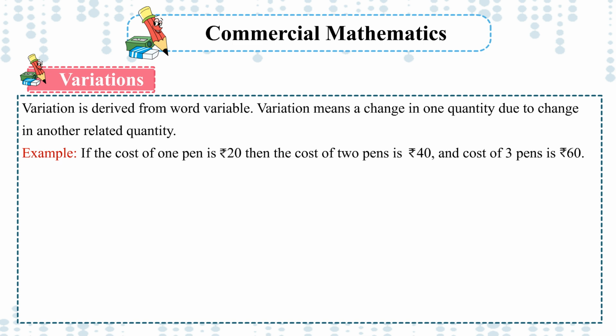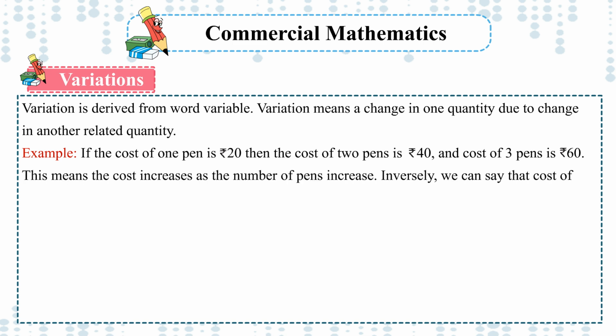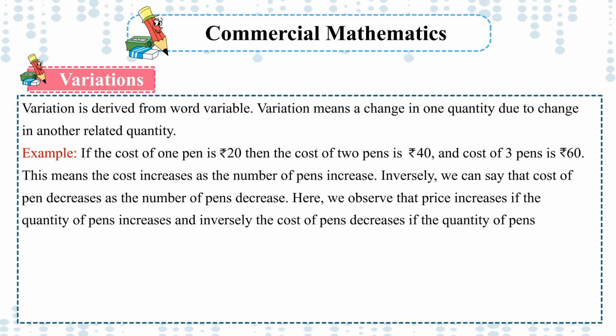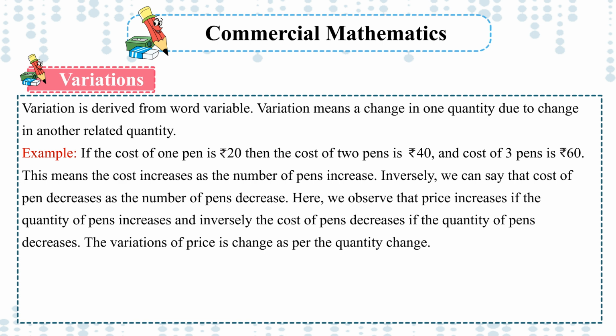Example: if the cost of 1 pen is 20, then the cost of 2 pens is 40, and the cost of 3 pens is 60. This means the cost increases as the number of pens increases. Inversely, we can say that the cost decreases as the number of pens decreases. Here, we observe that price increases if the quantity of pens increases, and inversely the cost of pens decreases if the quantity of pens decreases.